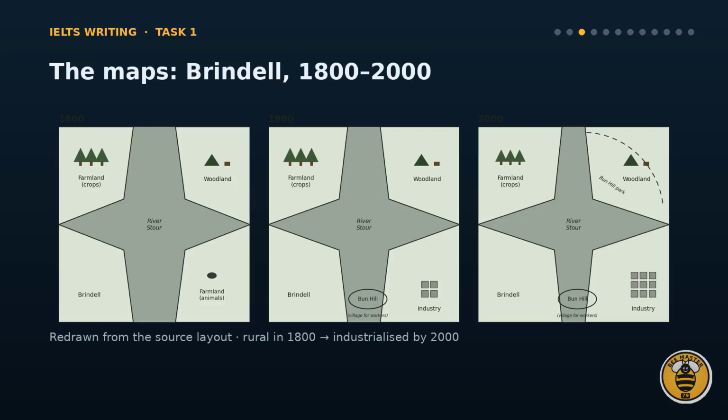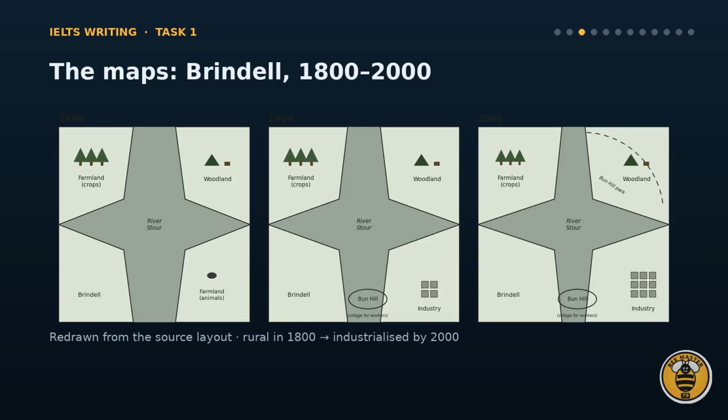Let's read the maps. In 1800, the river Store runs through the center. There is farmland for crops in the northwest, woodland in the northeast, the town of Brindell in the southwest, and farmland for animals in the southeast.